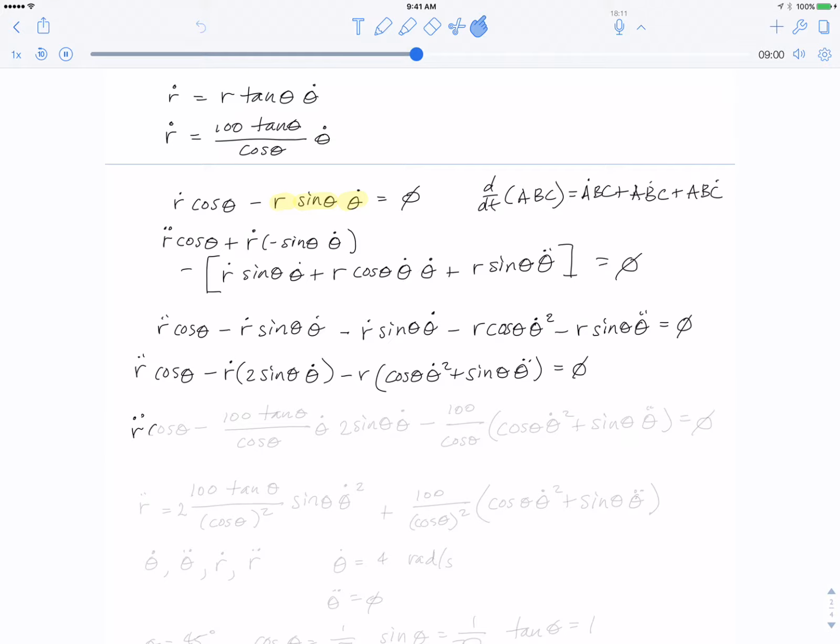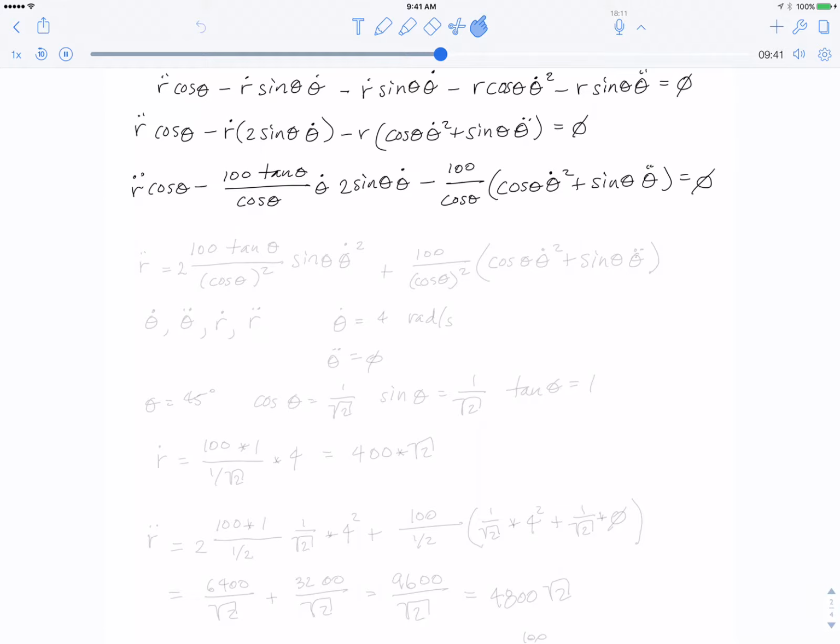So r double dot cos theta minus, where r dot is 100 tangent theta over cos theta, theta dot, times 2 sine theta, theta dot, minus r, which was 100 over cos theta, times cos theta, theta dot squared, plus sine theta, theta double dot, equals 0. Now we just solve for r double dot.